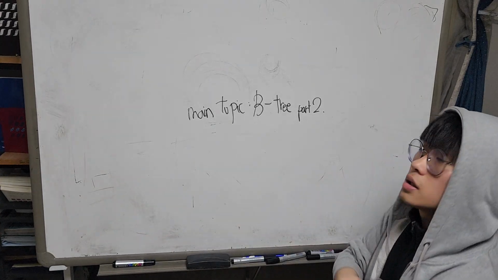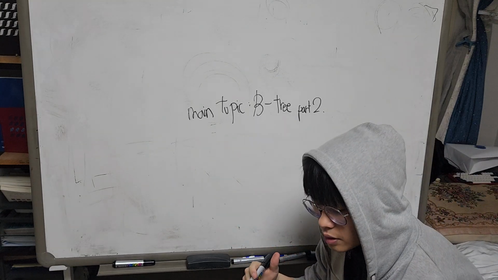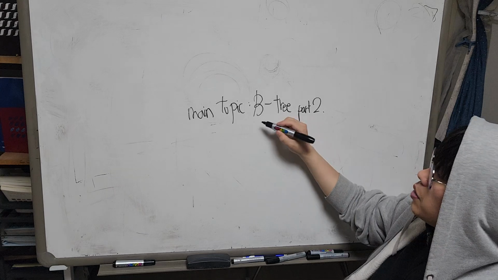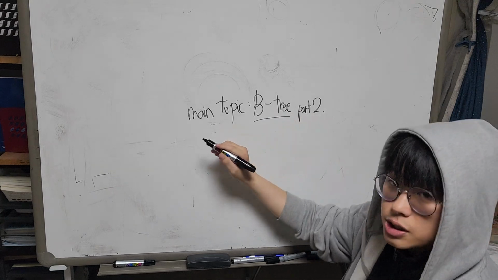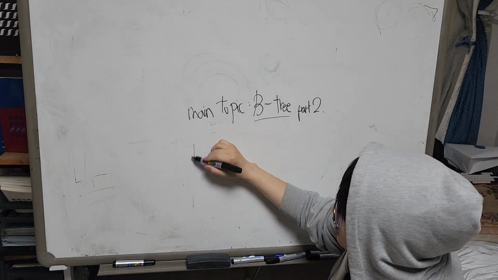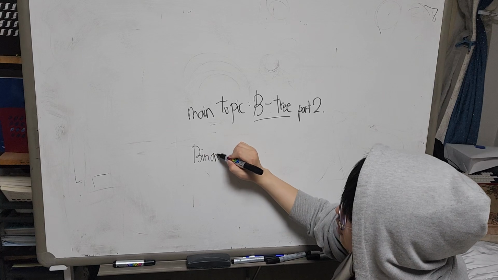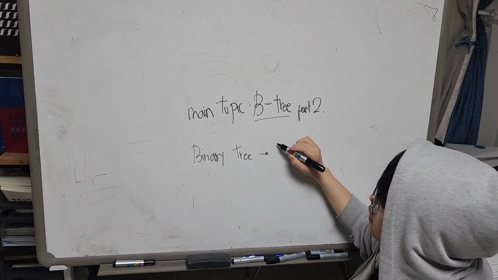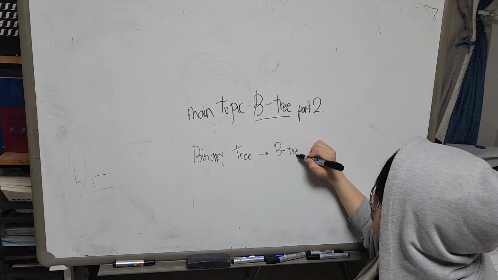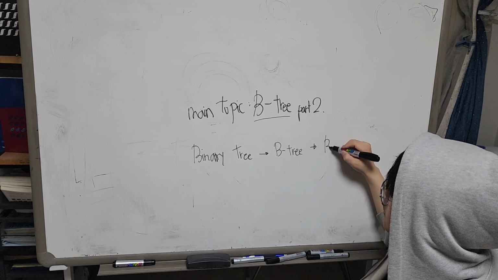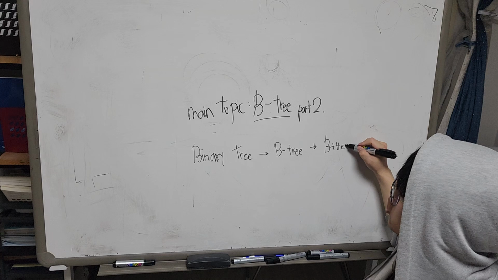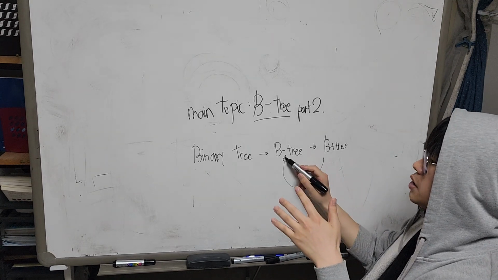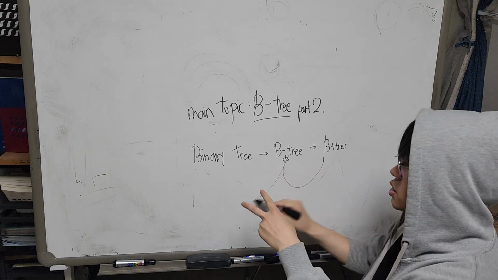To understand the B tree, you have to understand why we are using the B tree. Actually, the B tree is kind of an advanced version of the binary tree. So it's like the binary tree and the B tree, and there's more, the B plus tree. To understand the B plus tree, you have to learn about the B tree. To understand the B tree, we have to understand the binary tree.